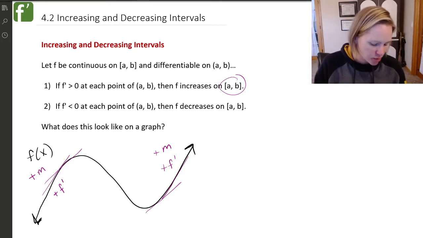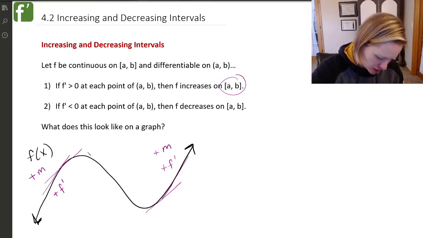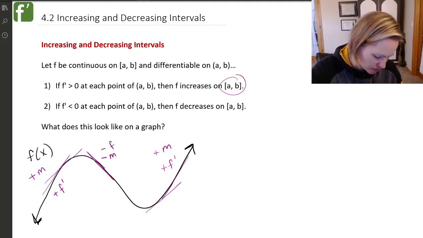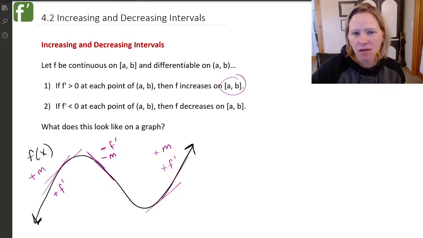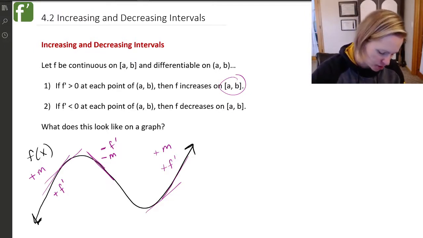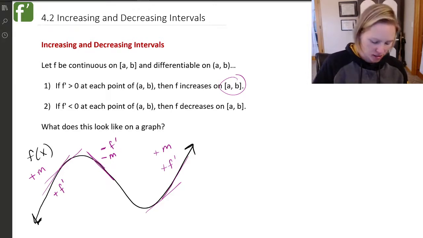The same is true when we talk about decreasing. The slopes will be negative. So here, anywhere we have our function decreasing, we have a negative slope or a negative first derivative. Remember, the slope and the first derivative are the same thing when we're talking about our curves. So anywhere we have a negative first derivative, that means the slopes are negative. It means our function is decreasing.